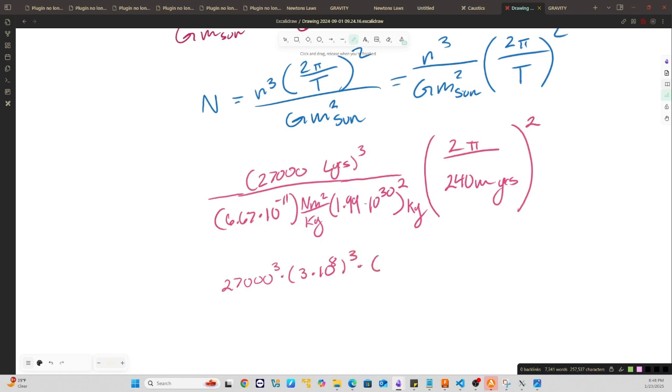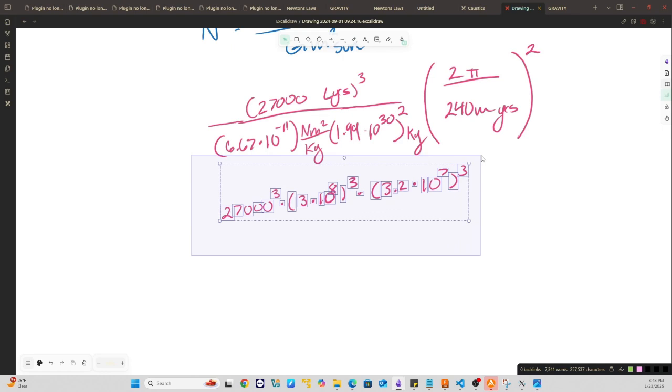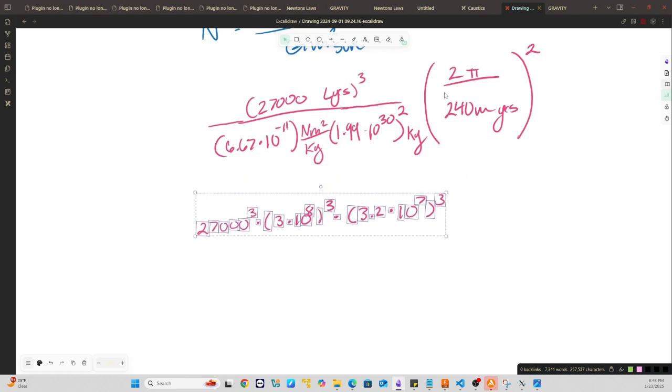And then we have years. So we need that in terms of seconds because that's going to be our unit here. And a year in terms of seconds is going to be roughly 3.2 times 10 to the 7th power. And that's going to be cubed as well. All right. And let's go ahead and bring what we're multiplying here. So we're multiplying our 2 pi over our period here, and this is going to be our angular frequency.